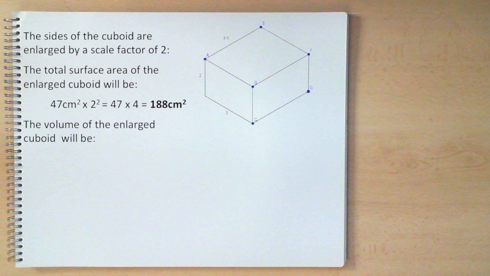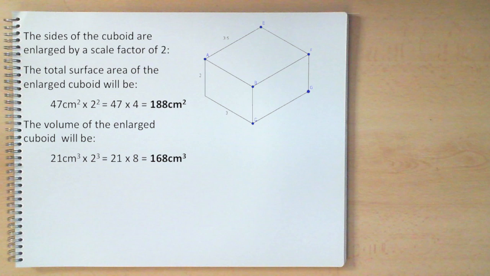The volume of the enlarged cuboid will be 21 centimetres cubed, which is the original volume, times the volume scale factor. The volume scale factor is the linear scale factor cubed, so that's 2 cubed. So this gives us a multiplication to do of 21 times 8, which gives us a total of 168 centimetres cubed.